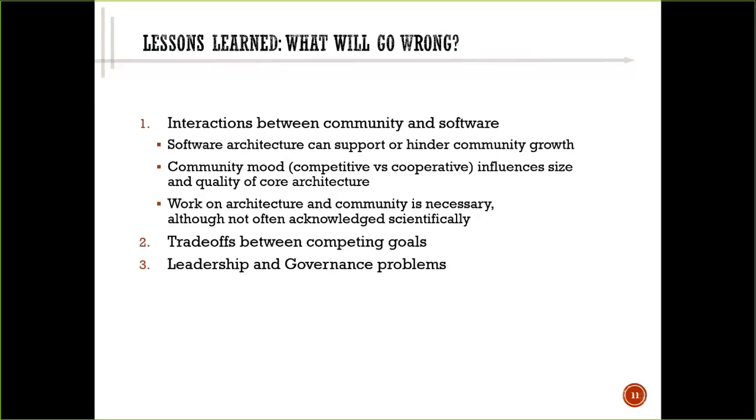In the first category, you, for example, recognize that the architecture of your software, so the way it's written, can support or hinder community growth. If it's too complicated, then people will just give up at some point trying to use or modify the software. If it's too inflexible, they also can't do what they want to do. So the architecture of a software is an important component for the success.